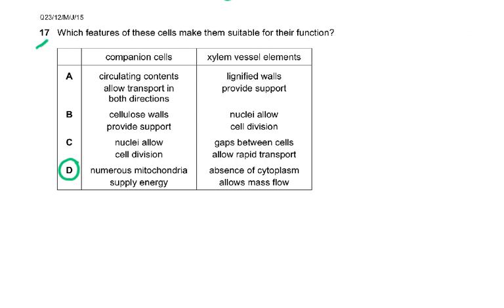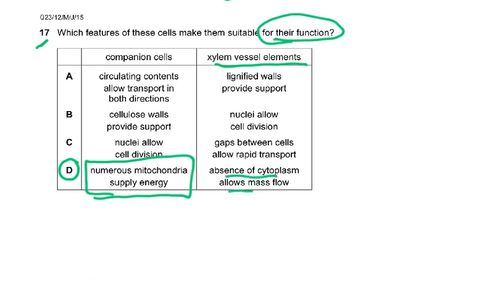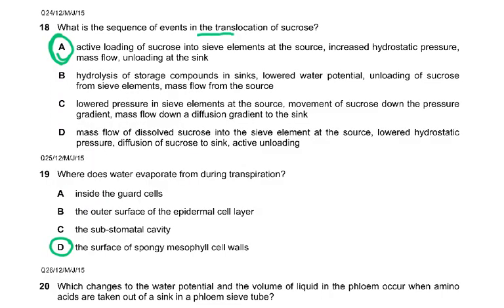Now coming to question number 17, which features of these cells make them suitable for their function? So companion cells basically have to co-transport. So hydrogen ions have to be pumped out by active transport. So if you need active transport, you need numerous mitochondria. And then the xylem vessel is well suited for its function by the absence of cytoplasm, which allows mass flow. So that's why the answer was D. What is the sequence of events in the translocation of sucrose? Active loading of sucrose into sieve elements at the source, increased hydrostatic pressure, mass flow, and unloading at the sink.